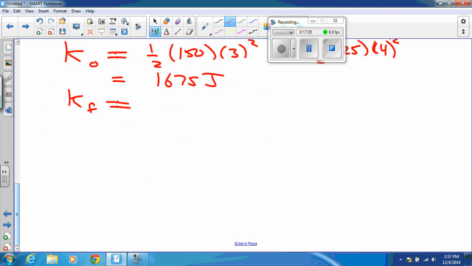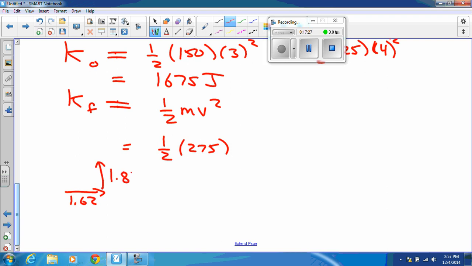Okay. Now, how about K final? K final is kind of tricky. Because I can do the mass easy enough, it's the combined mass, but what about the speed? The speed is interesting because what I know is that my velocity vector is 1.62 over and 1.82 up, right? Triangle. Yep, that's exactly right. So v squared is 1.62 squared plus 1.82 squared, right?